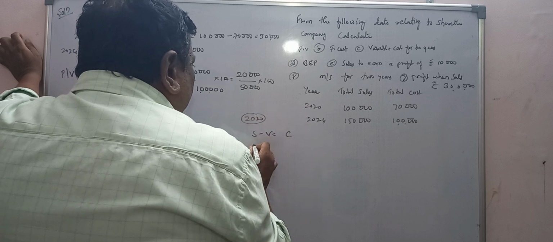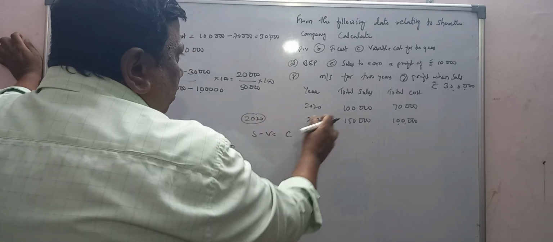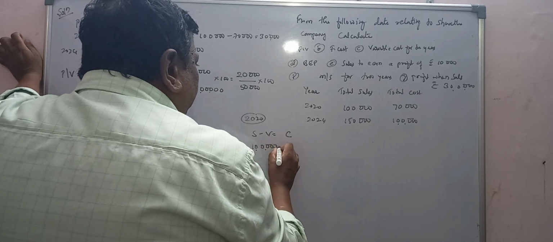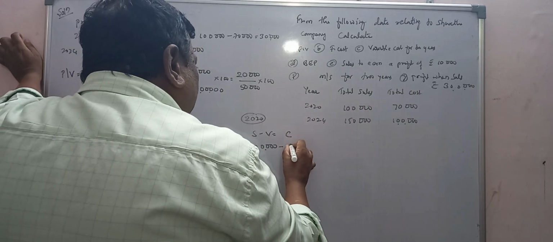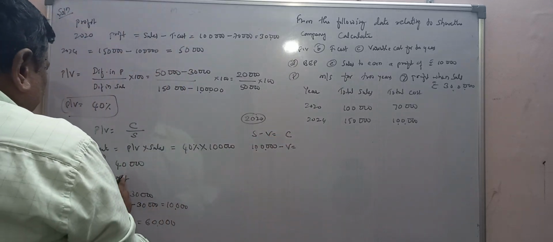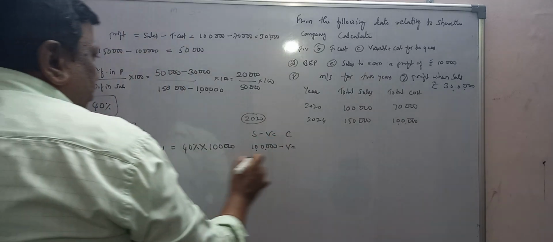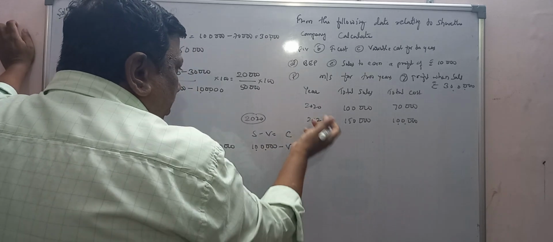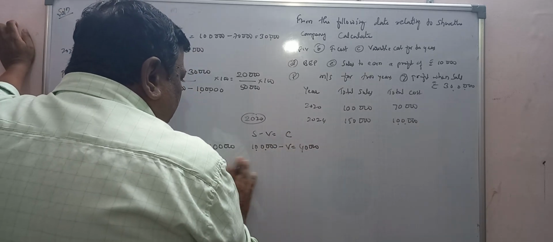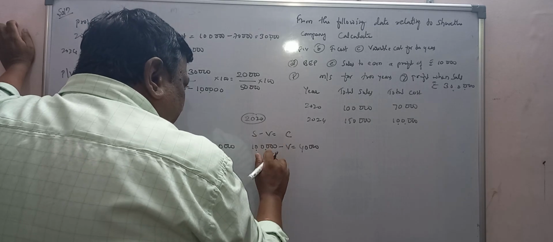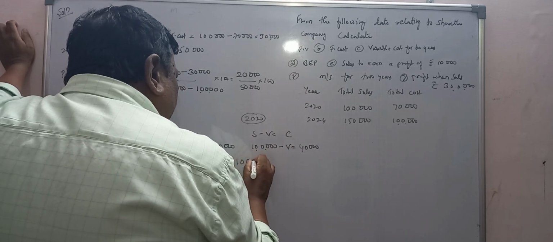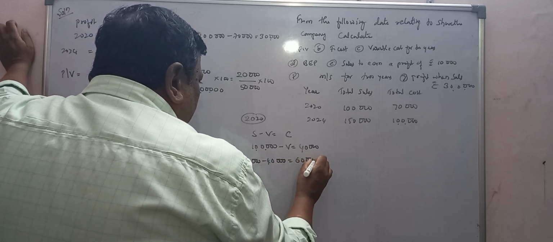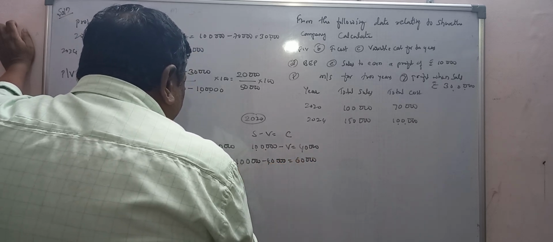For 2020, sales, I know sales, how much? 1 lakh. They are asking variable cost. We don't know that variable cost, so I am writing minus V. We know contribution of 2020, that is 40,000. So 40,000. Then minus becomes this side, that becomes plus only. So V equals, this becomes minus, right? 1 lakh minus 40,000, 60,000 is for 2020, correct?